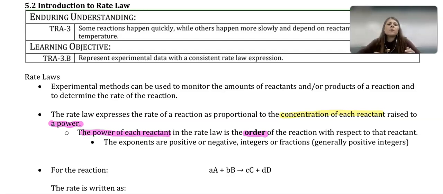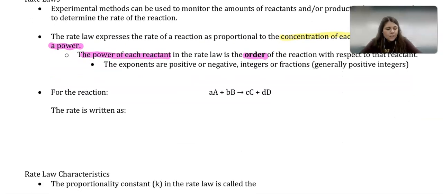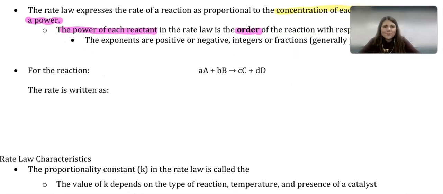We generally are going to be working with positive integers. Generally, this order is going to tell us how the concentration of that reactant is affecting the rate. And we'll look at that in the next couple of pages. If we look at this general reaction expression, the capital letters represent the chemical species, and the lowercase letters represent the stoichiometric coefficients. So the rate law would be expressed looking like this.